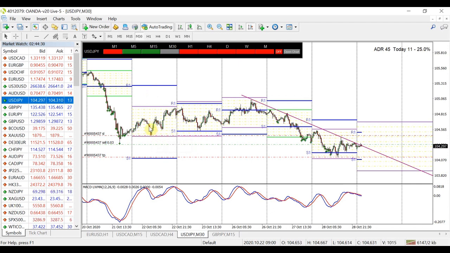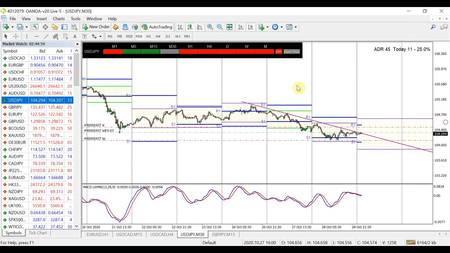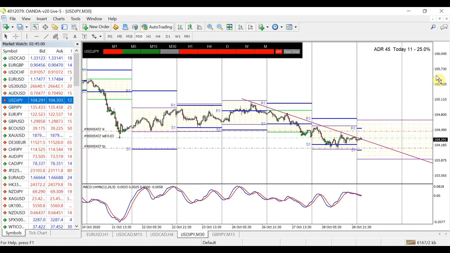Here, the R1 and S1 were outside of the ADR, and as you can see, neither the ADR nor the R1 or S1 was hit. So I tend to stay away from days where the ADR is outside of the R1 and S1 range. And the day before, S1 was hit, and S1, as you can see, was inside the ADR bands for the day.